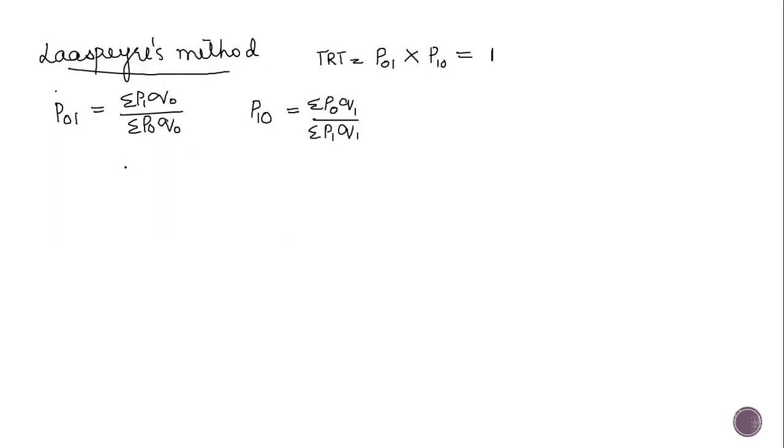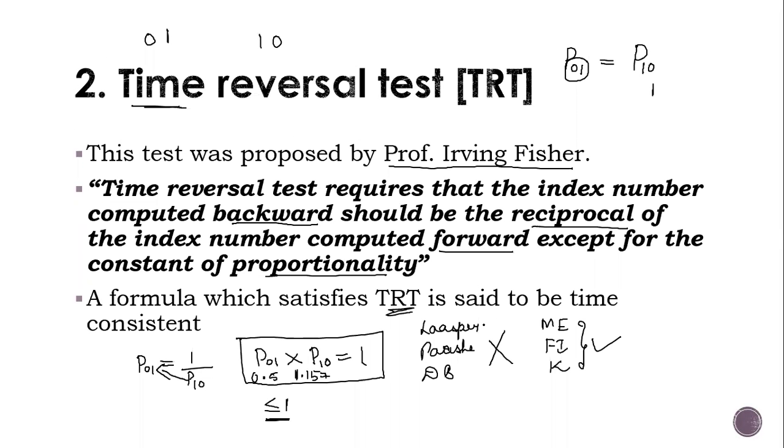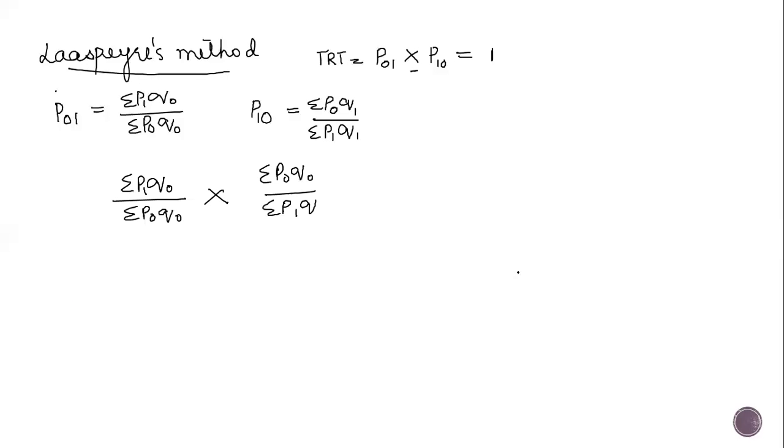Now we will write it accordingly. First we will write P01. This value we will write summation P1 Q0 divided by summation P0 Q0. Okay, we have into, so we'll put it as into P10. We will write this formula now. Summation P0 Q1 divided by summation P1 Q1. Okay, what did I say? Laspeyres will not satisfy the TRT. We will prove how it is not satisfied.